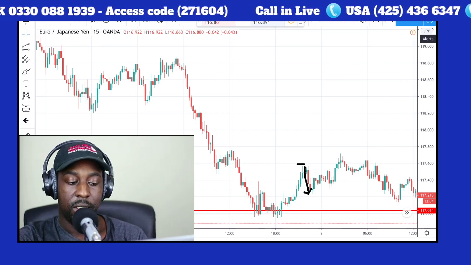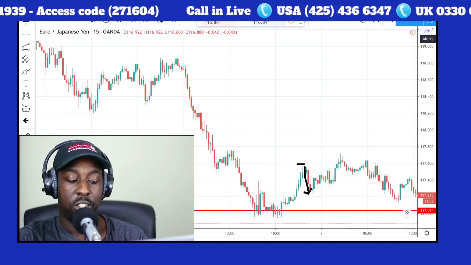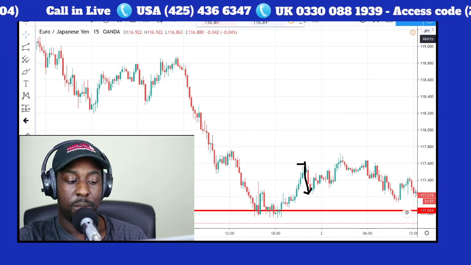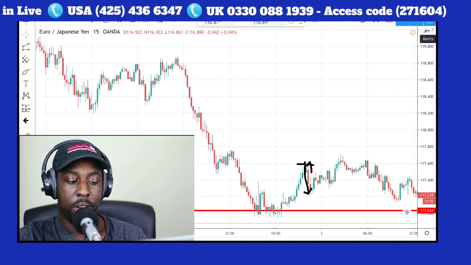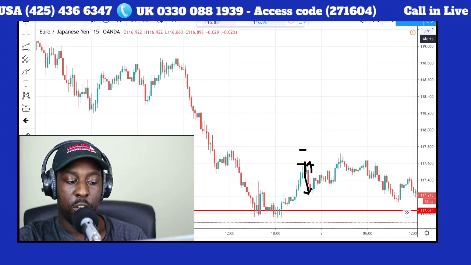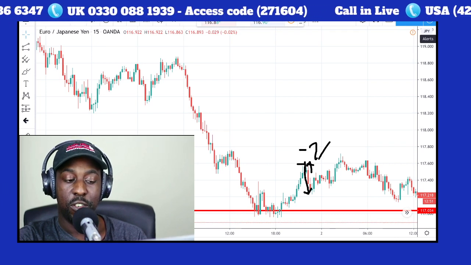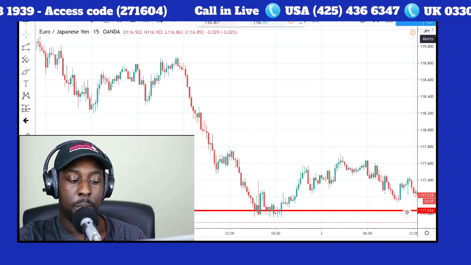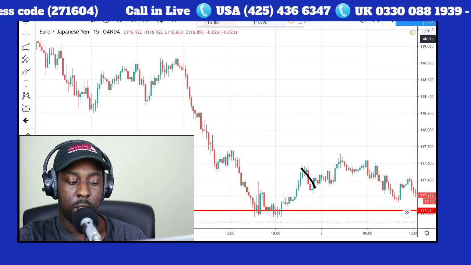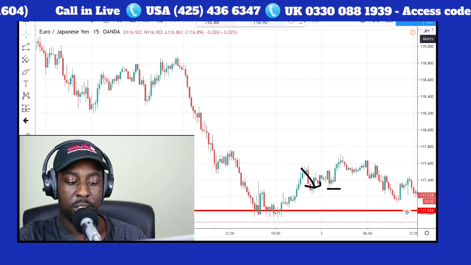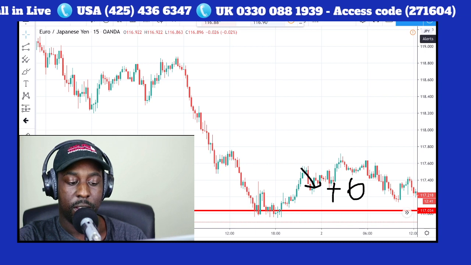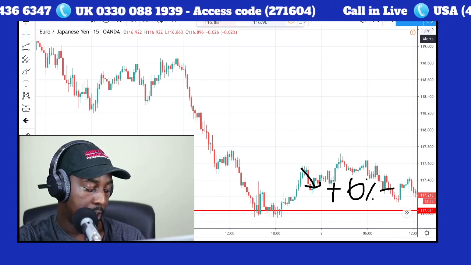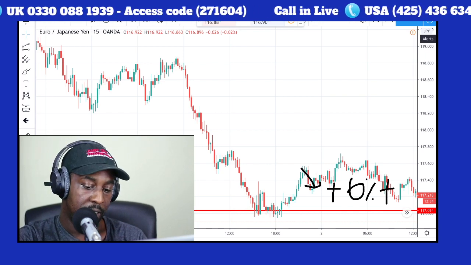Let's say for example you took a trade here and you get stopped out. What's the worst that can happen? It should be less than 2%, 2% maximum, minimal risk. If price works from here, what's the best that should happen? At least 6%. That's how I do it. At least 6% plus.